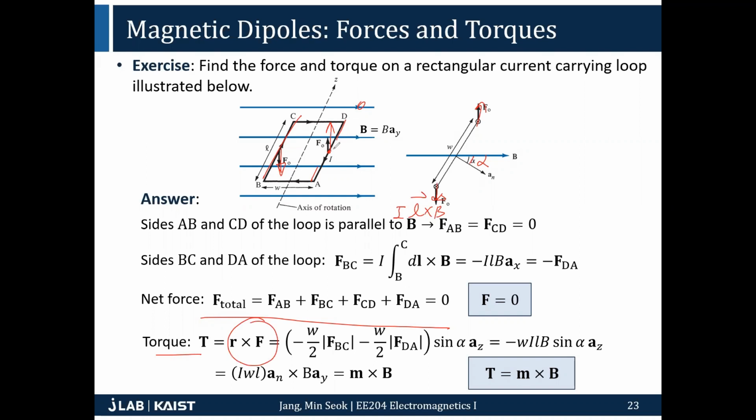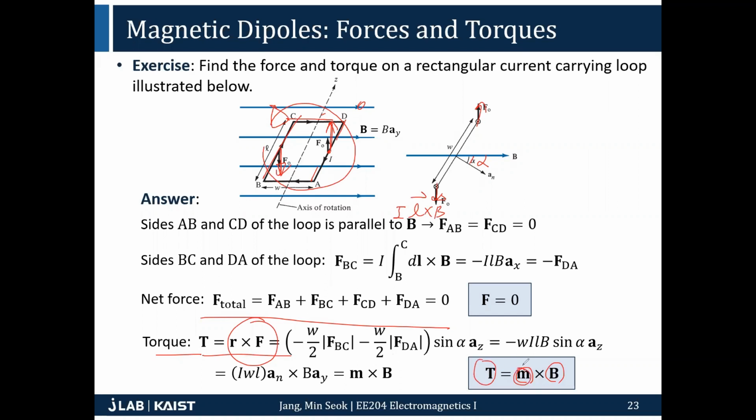And then the torque becomes non-zero, and this rectangular loop wants to rotate like this, right? Because the force is applied in the upper direction here and the lower direction there, so it wants to rotate like this. So torque is non-zero. And in this case, if you evaluate the torque, it's actually the same as M cross B.